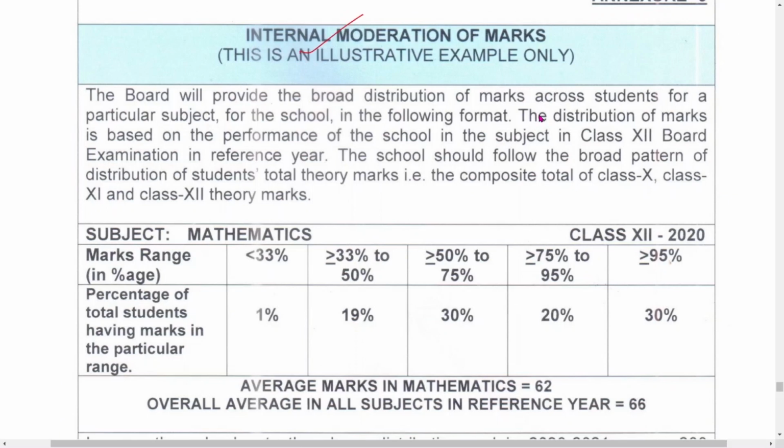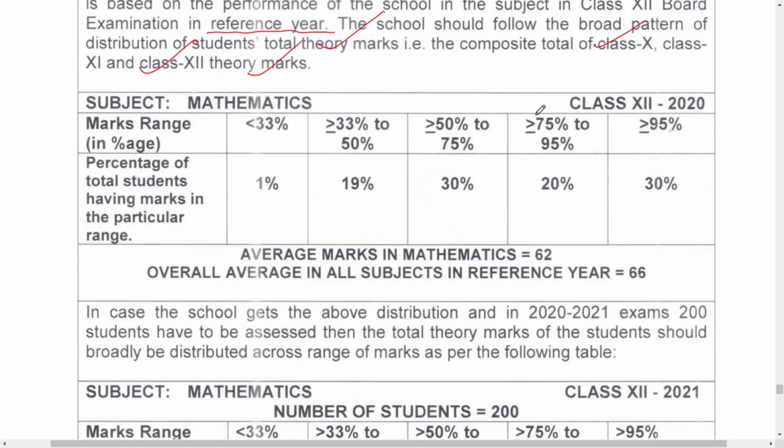Internal moderation of marks. The board will provide the distribution of marks across students for a particular subject for the school in the following format. The distribution of marks is based on the performance of the school in the subject in the class 12 board examination in the reference year. The school should follow the broad pattern of distribution of students' total theory marks, that is, the composite total of class 10, class 11 and class 12 theory marks. Subject, for example, class 12 2020 marks, mathematics. Marks in percentage, less than 33 percentage from the reference year, 1% of students.